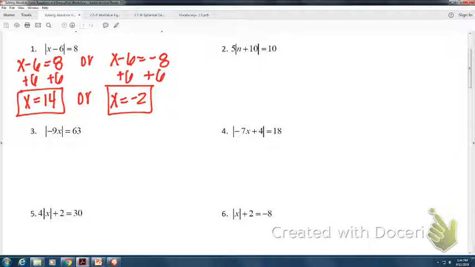Okay, number 2. Before we break apart our 2 separate equations, you have to make sure that what's in your absolute value is by itself. Right now we have 5 times the absolute value of n plus 10 equals 10. So I want to get the absolute value bars by itself first. So what do I have to do? Divide by 5. Now I have absolute value of n plus 10 equals what? 2. Okay, n plus 10 could be equal to what? 2 or negative 2.